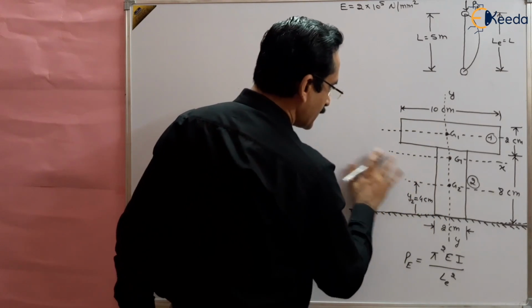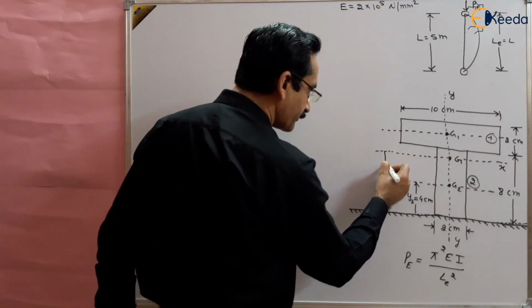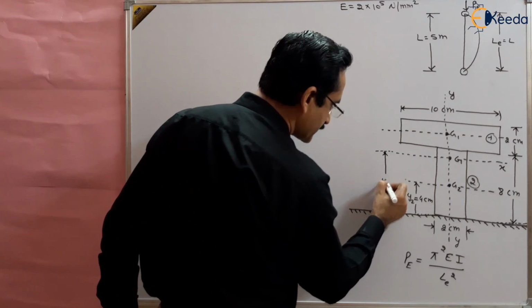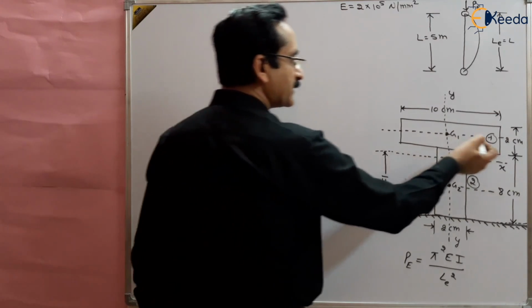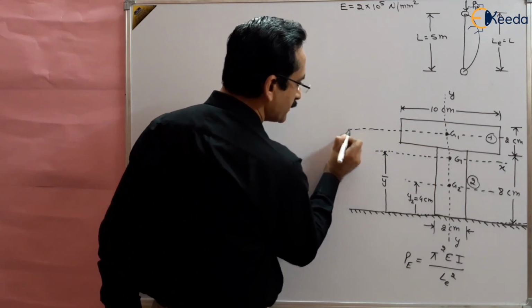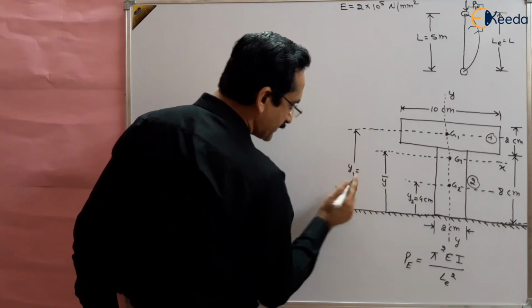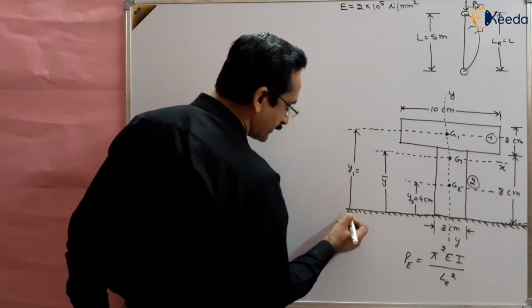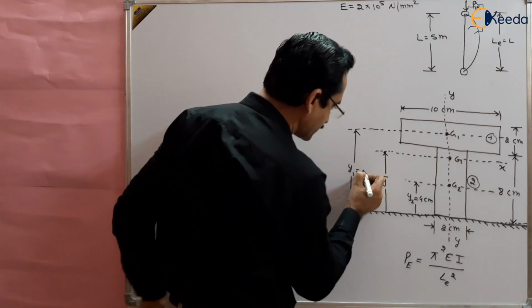Let us say this line, which is the centroid of the actual figure, is lying at a distance y bar, which is unknown to us now, which we want to find out. And let us say the centroid of body 1 is lying at a distance of y1 from the reference axis, and this y1 is known to us, that is 8 centimeter plus 1, that is 9 centimeter.